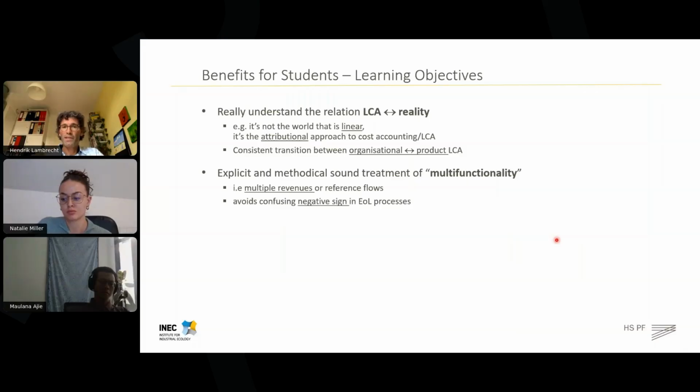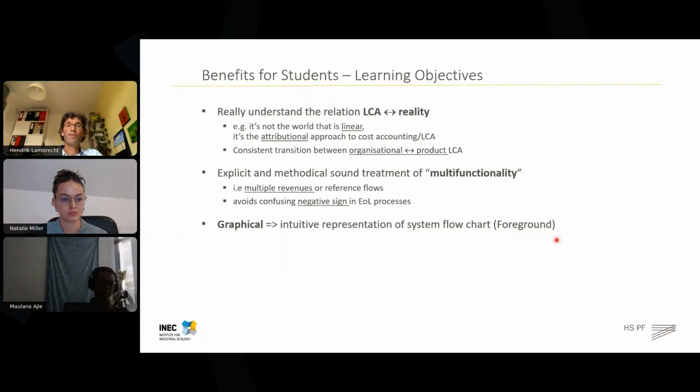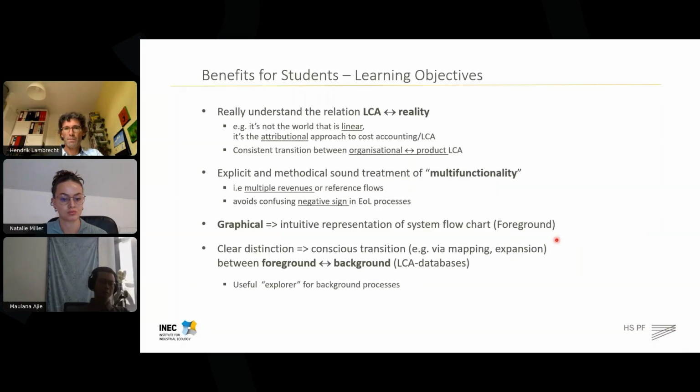Then, because we have this good-bad formalism in Umberto, we have a very methodologically sound treatment of multifunctionality. We just have processes with several revenues or reference flows. We have this graphical and very intuitive way of starting our models by drawing the system flow chart. And one more point, we have this clear distinction between foreground and background system, where students in particular are forced to do a very conscious transition from the one to the other, which I believe is quite useful in teaching in particular.